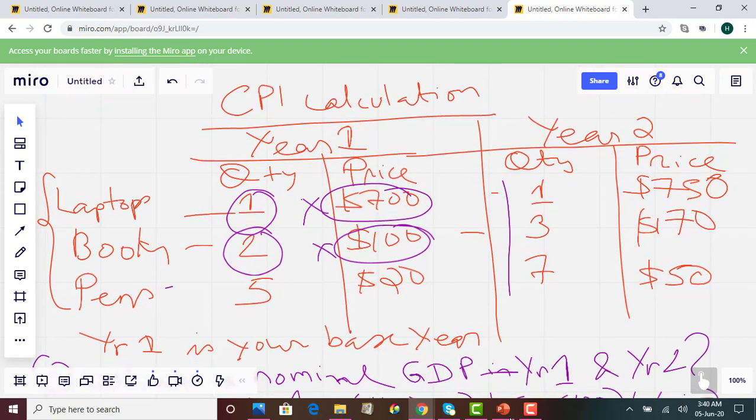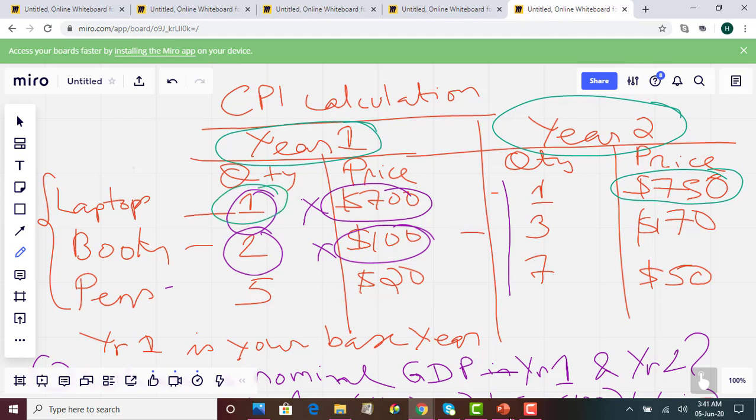Okay, so the given year is year 2. This is your given year, and the base year is year 1, because I told you the base year is year 1 and the given year is year 2. So in this case, we take the price in the given year for laptops times the quantity in the given year.